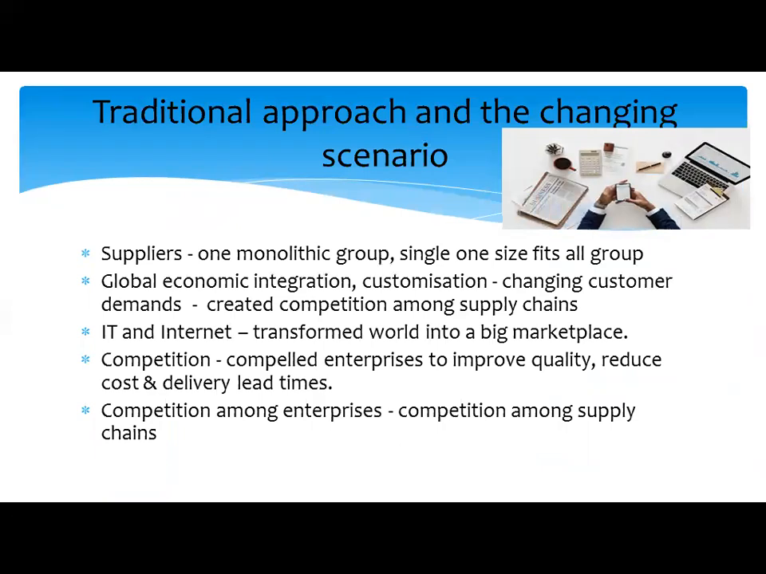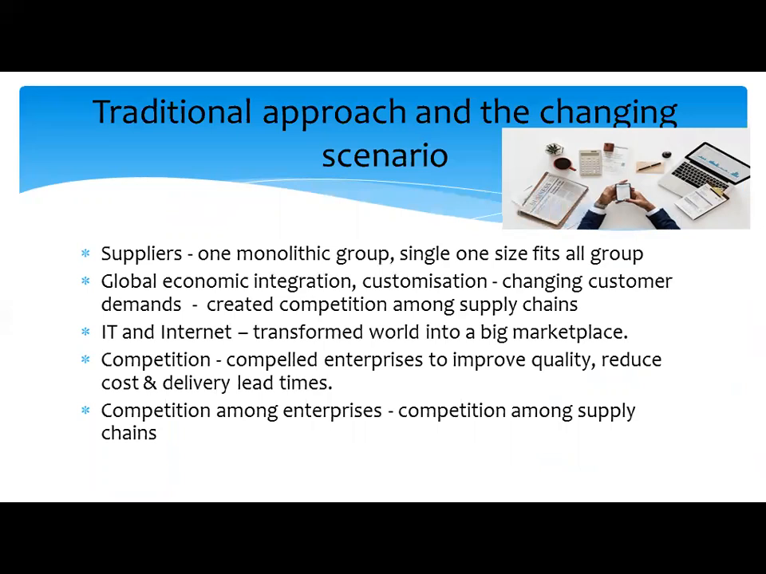In the past, suppliers were treated as one monolithic group or as a single one-size-fits-all group. Global economic integration, customization, and ever-changing customer demands have created stiff competition among various supply chains. Moreover, internet and information technology has transformed this world into a big marketplace.